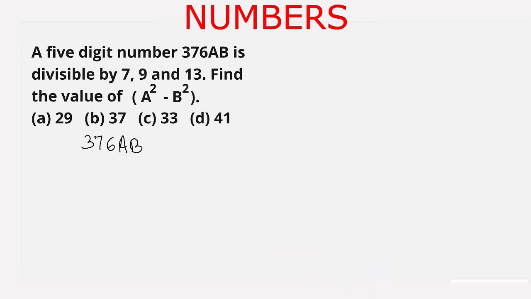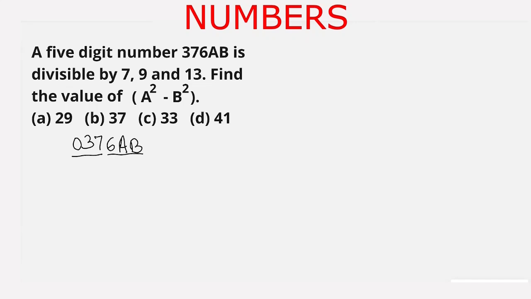The given number is 376AB, and it is also given that this number is divisible by 7, 9 and 13. If it is divisible by these numbers, then we can apply the 3 digit difference rule for finding the value of A and B. So we make the pair of 3 digits 6AB, and we add 0 before 3 on the left side to make it a 3 digit number.